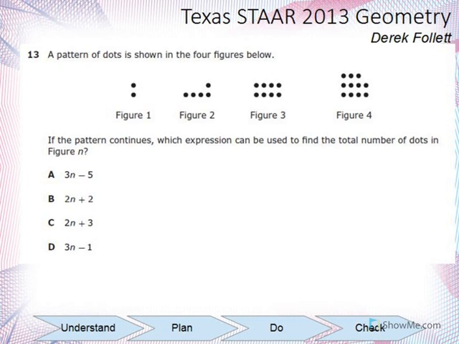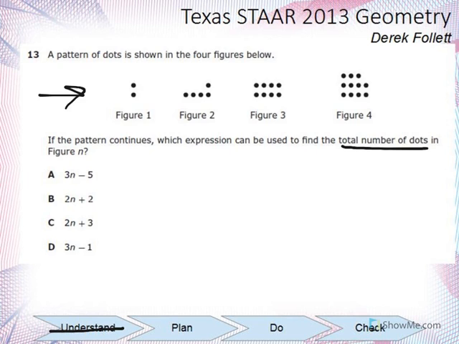Then it says, if the pattern continues, which expression can be used to find the total number of dots in figure n? Okay, I'm looking for the total number of dots, and I've got figures 1 through 4. I think I understand the problem. I'll cross that out on the bottom. What's my plan going to be?